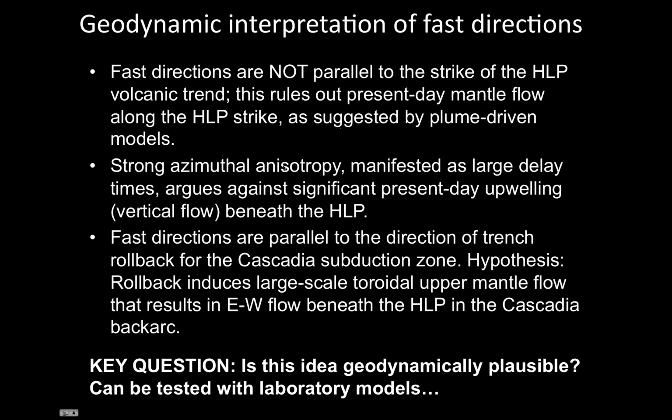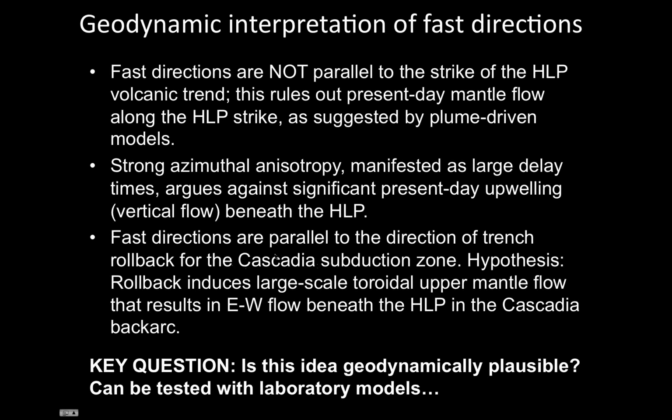these plume-driven models. We do see very strong azimuthal anisotropy in the upper mantle, which is manifested in these large delay times, which I think argues against significant present-day upwelling or vertical flow beneath the HLP. We think we see strong horizontal flow. Of course, this doesn't mean that there hasn't been upwelling there in the past, but at least the contemporary flow field looks like it's probably mostly horizontal.